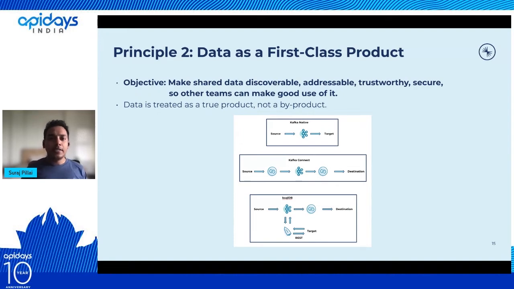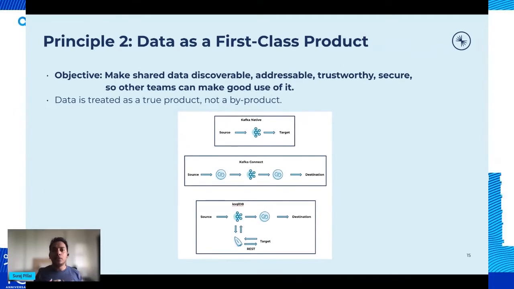The second principle is data as a first class product. So what do we mean by that? It's just not enough that you produce data. You need to make that data discoverable. It should be addressable. It should be trustworthy, and it should be secure, right? And it should be shareable with other teams. Because what good is data if you cannot share it with anybody else?